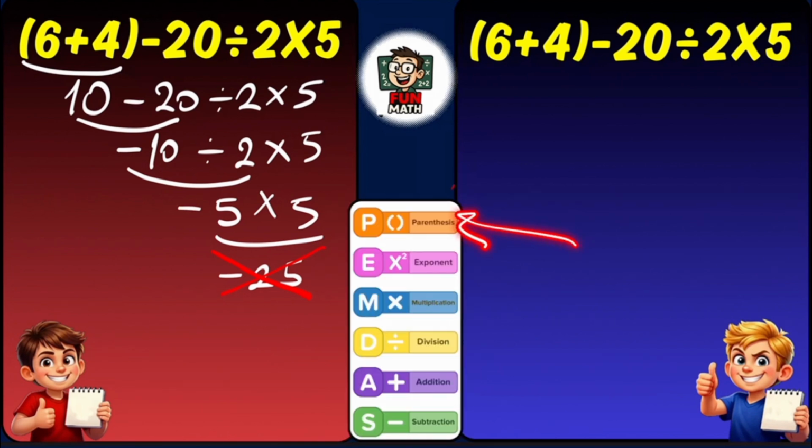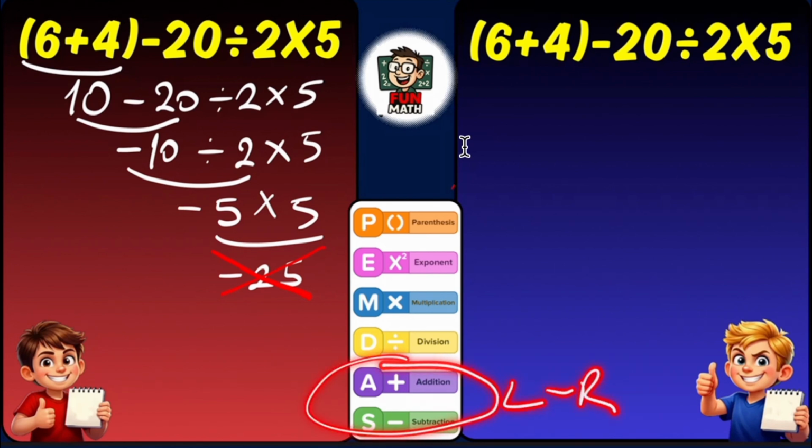P stands for parenthesis, E stands for exponent, M stands for multiplication, D stands for division, A stands for addition, S stands for subtraction. We also have another rule: there is no order between multiplication and division. Operations are done from left to right. Similarly, addition and subtraction have no order. Operations are done from left to right.